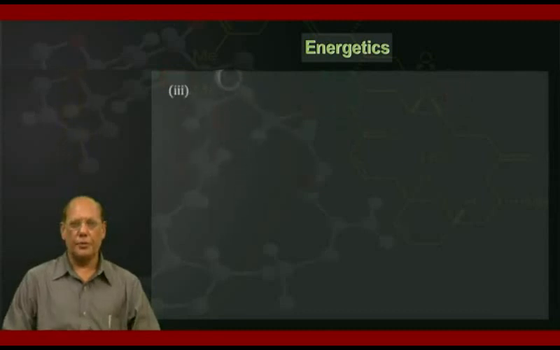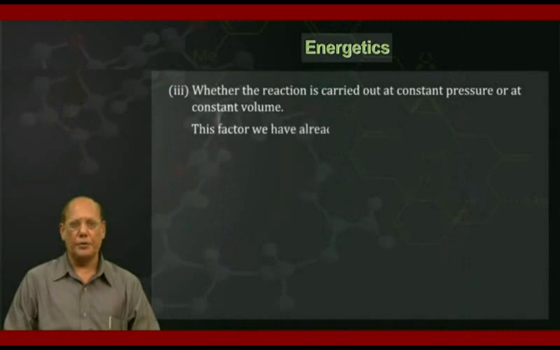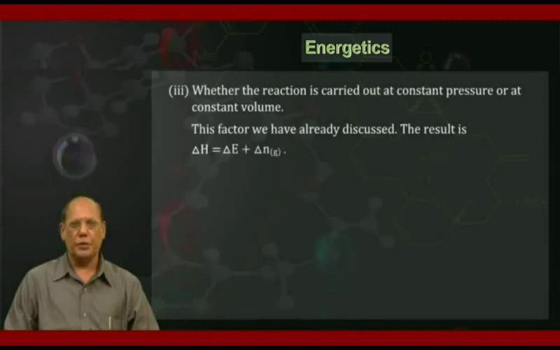The third factor is whether the reaction is carried out at constant pressure or at constant volume. This factor we have already discussed. The result is delta H equal to delta E plus delta Ng into RT.